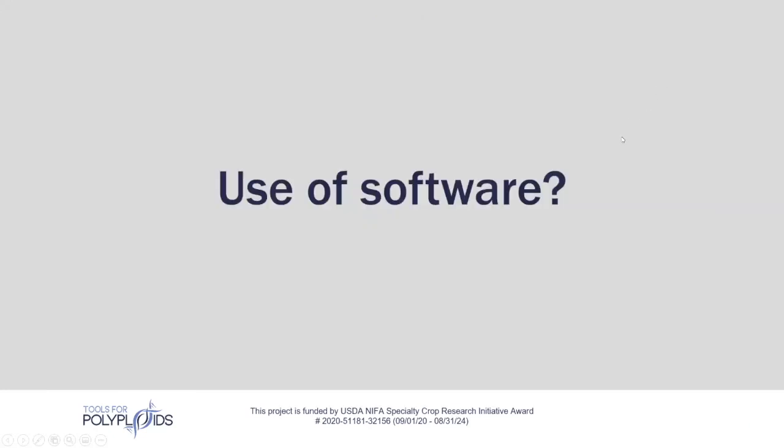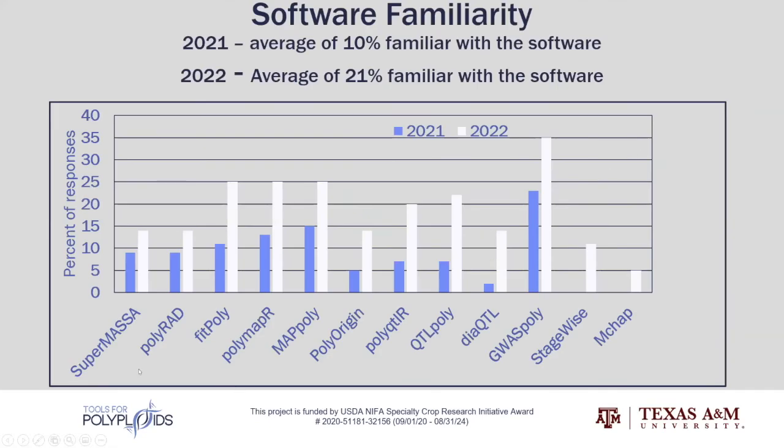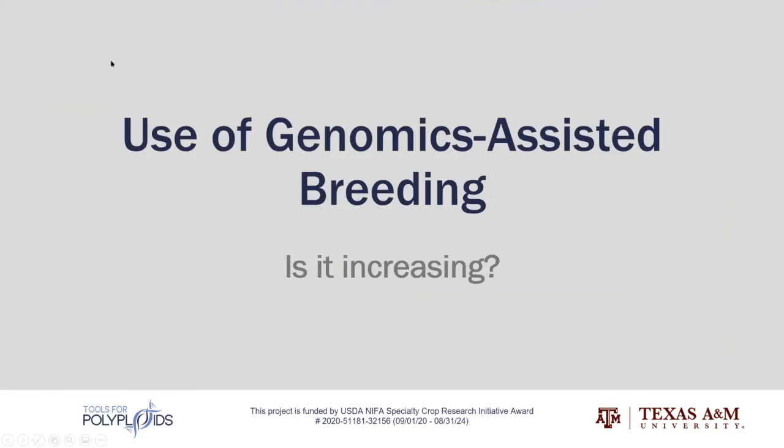So what software is being used? And I do ask that question every year. And if you look here, now again, 2021 and 2022, you can see there's an increase of usage of all the software across the board. On average, in 2021, we had about 10% of the people being familiar with the software, which means 90% were not. Now we're up to 21%. So we're getting an increased uptick of familiarity, which is basically what we're aiming towards. And so we're making some progress here.